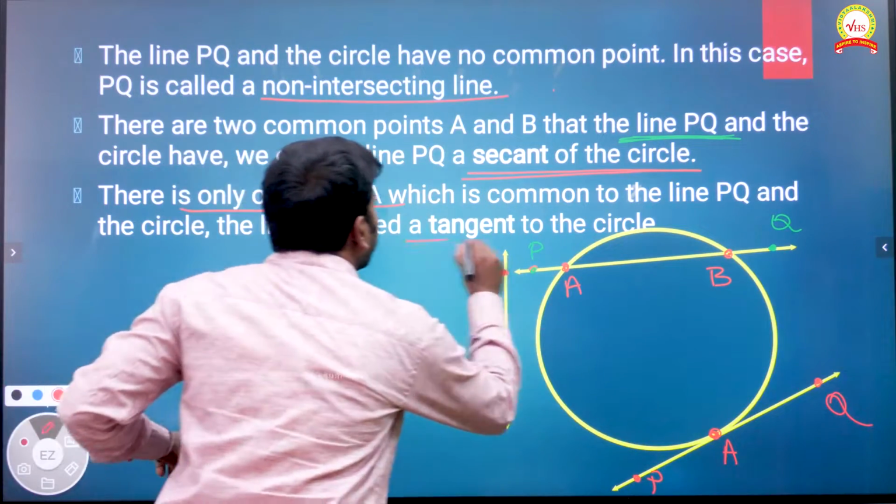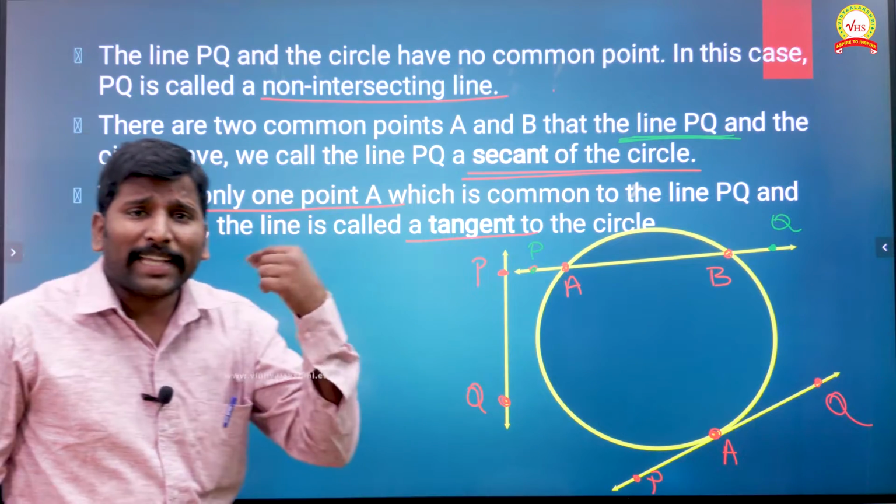It's called a tangent. What, my dear? It's called a tangent to the circle.